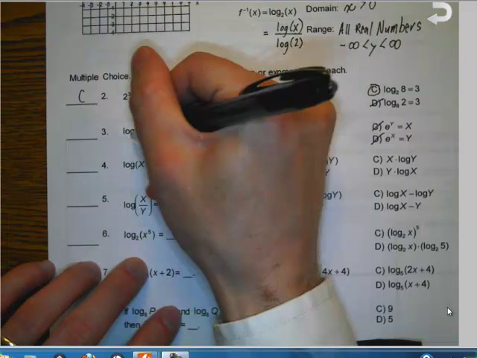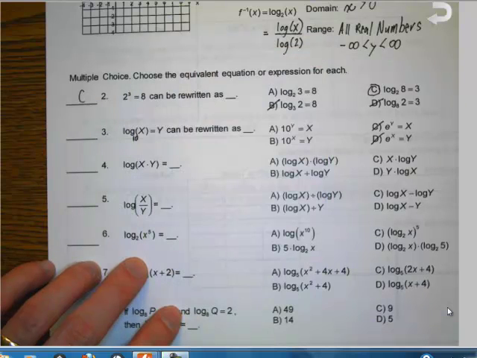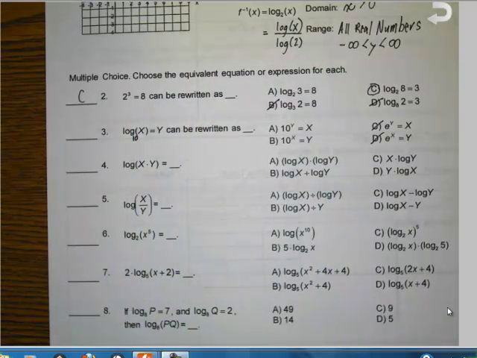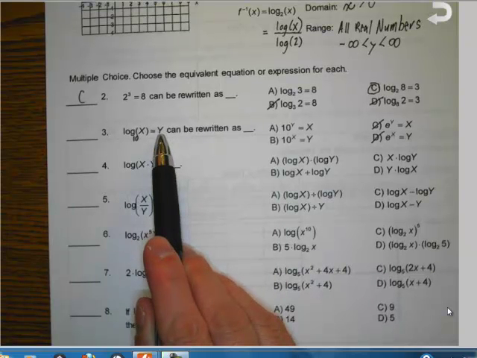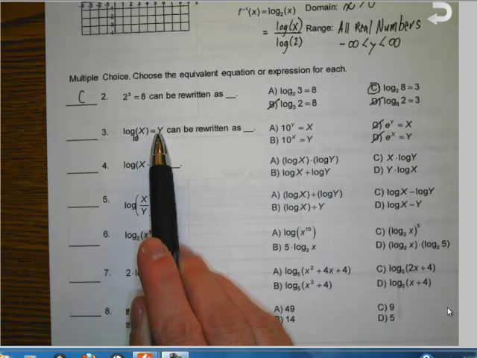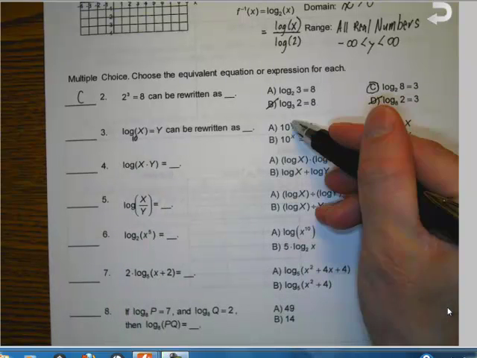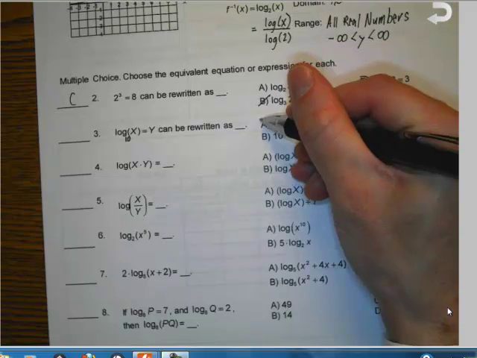So we pretend for a moment that the base is 10. The exponent was near and it becomes far. So what is far from the base? And so in the exponential form, what is near to the base? Y, so you see how the correct response is A.